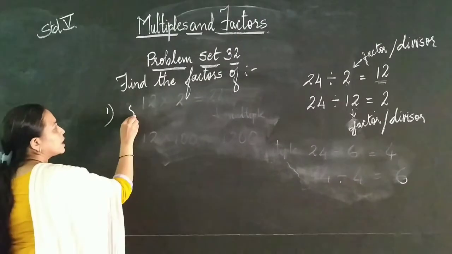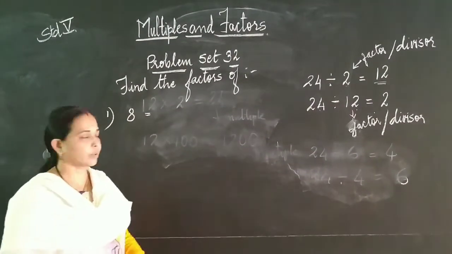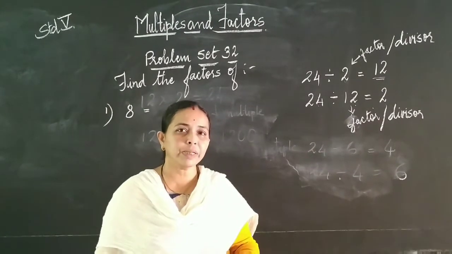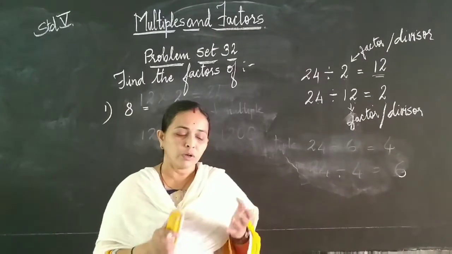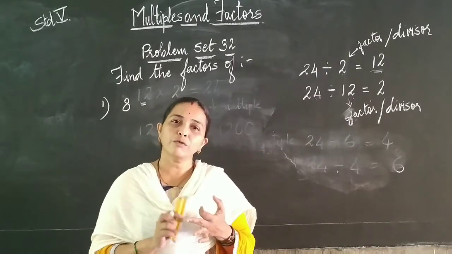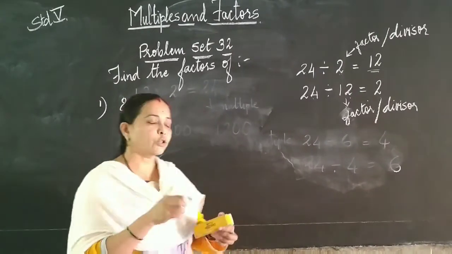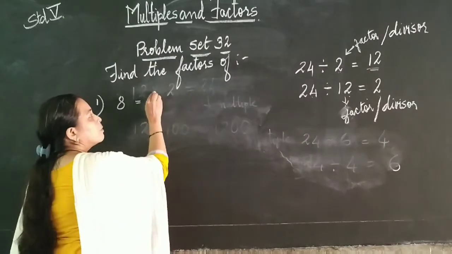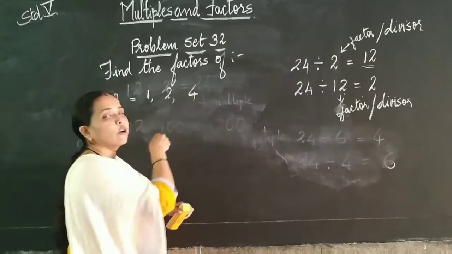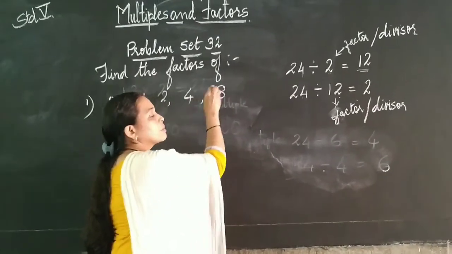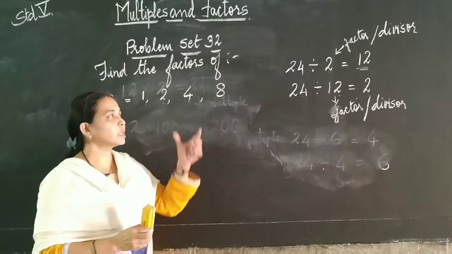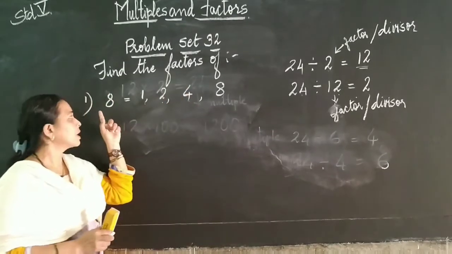First number is 8. You have to find out the factors of 8. That means you have to think which number can divide 8 completely. That means in whose table 8 comes. Whose table does 8 come in? 1's table, 2's table and 4's table as well as in 8's table also. So 8 can be divisible by 1, by 2, by 4 as well as by 8 also. So these numbers are called factors of 8.